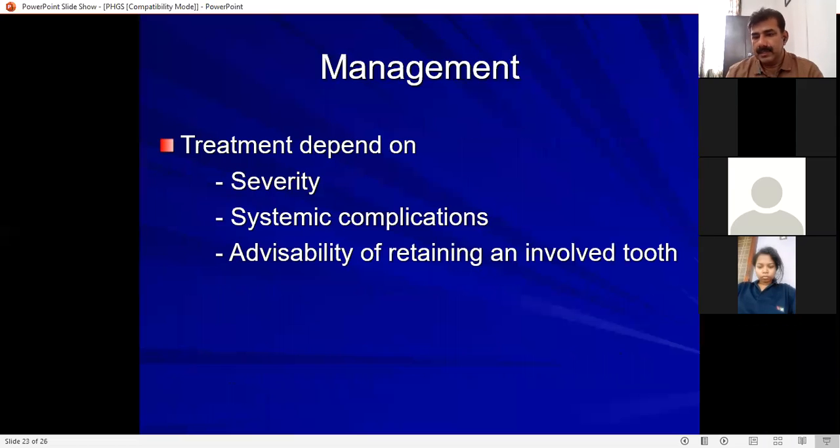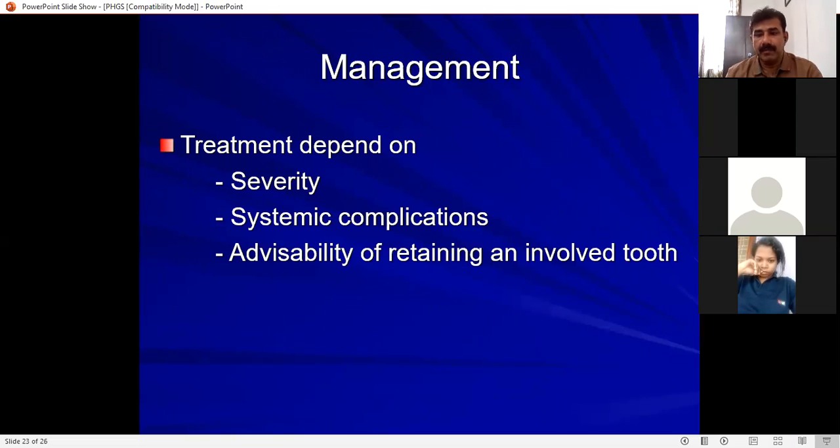So how do you manage it? Now, there are three principles based on which you manage it. First, you look at the severity, whether it is an acute life-threatening condition, whether it is a chronic lesion or a subacute lesion. And then you check whether any other systemic complications are there or not.